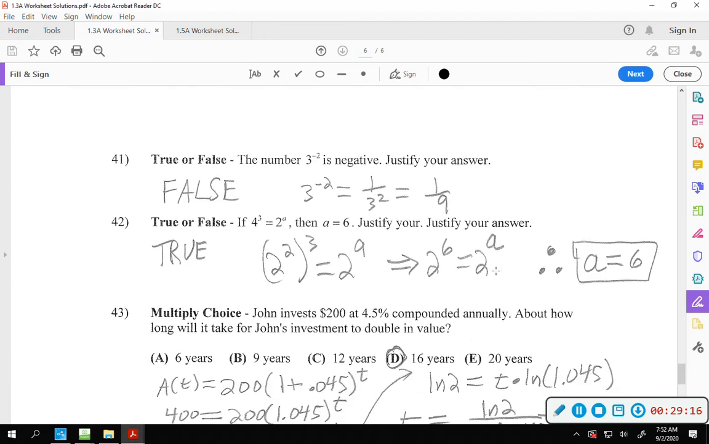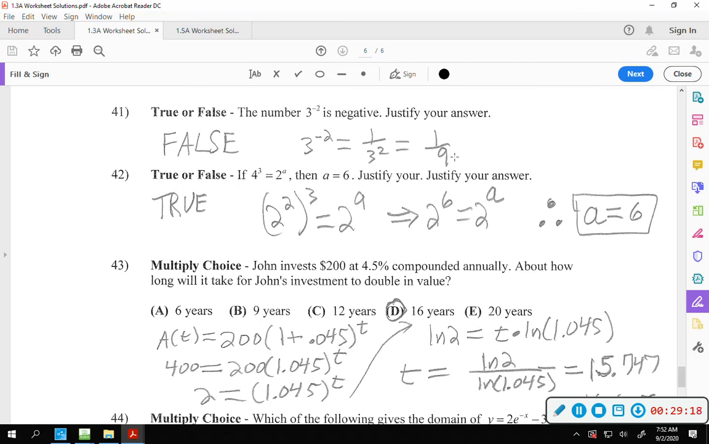All right, true false on this particular section. The number 3 to the negative 2 is negative. Sometimes students think this is true. It is not. The exponent becomes positive when I drop the base down to the denominator. The number does not become negative. It's 1/9. That is false. If 4 to the 3rd power equals 2 to the a, then a equals 6. Well, that's not true. 4 is 2 squared.